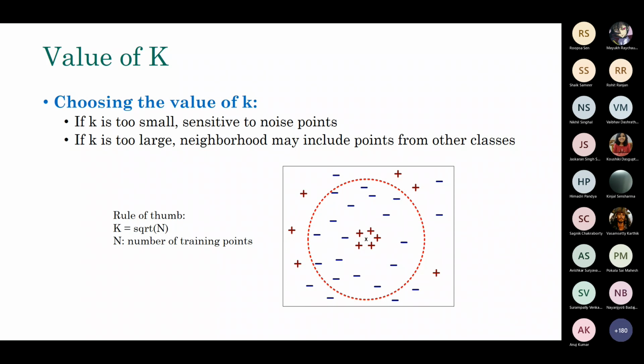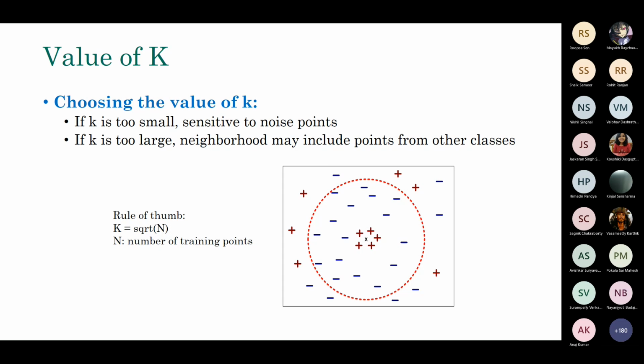So if k is too small, then of course you are sensitive to noise points. Some outliers might be there in the data, and if k is too small, you are relying on a small number of samples, so the outliers can dominate the class levels. Now, if k is too large, essentially you are enlarging your nearest neighbor space, and so distant points may get included into the set, and that again can distort the class levels.